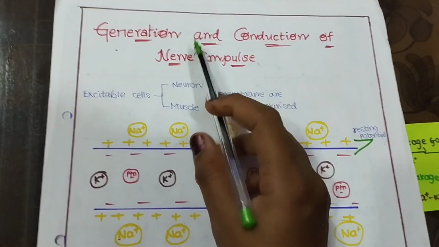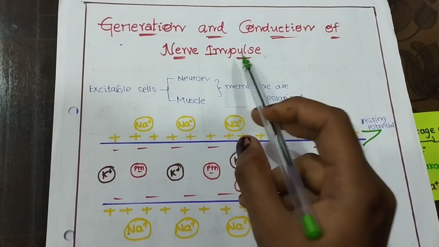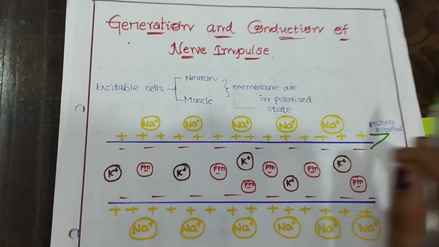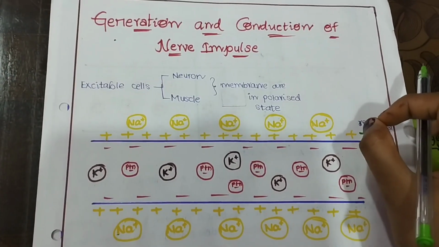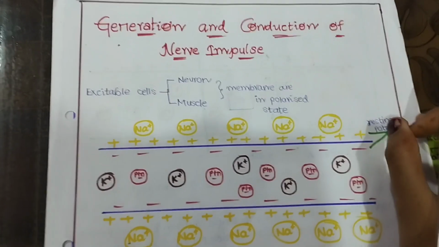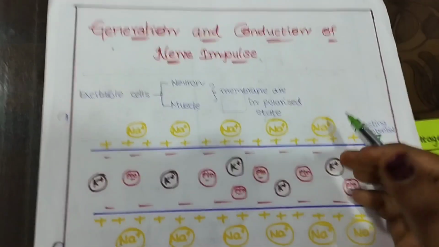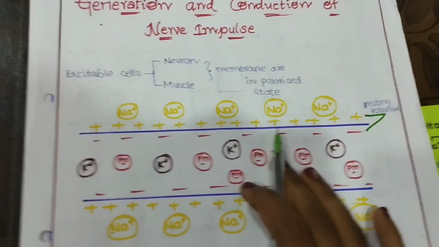In this video, I am going to discuss the topic generation and conduction of nerve impulse. This topic is from the chapter Neural Control and Coordination, and it is regarded as difficult to understand. I'll try to teach it in an easy way. Please listen carefully. Let's begin our session.